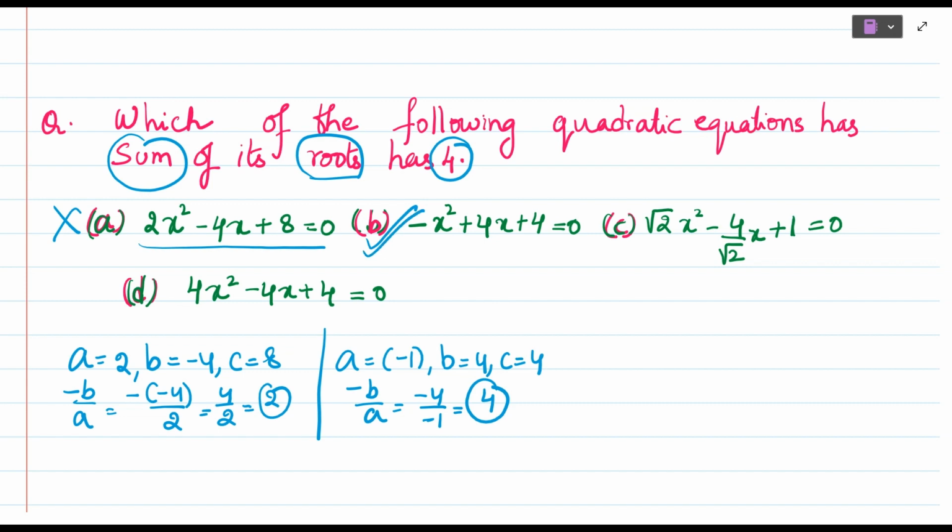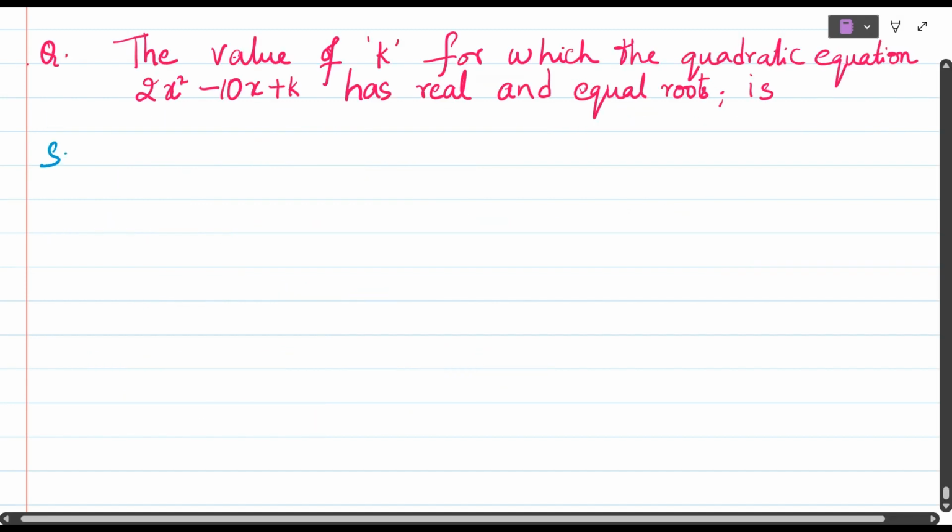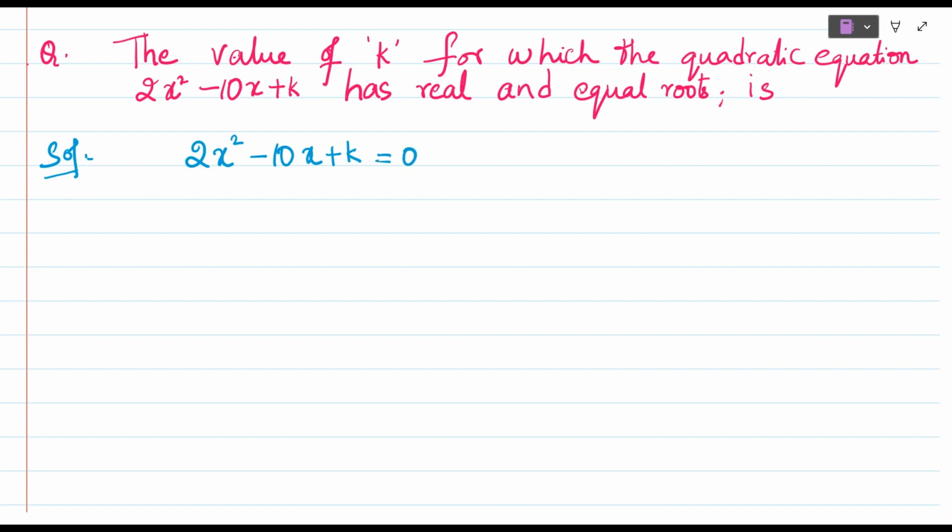Clear, students? The next question: the value of k for which the quadratic equation 2x square minus 10x plus k is equal to 0 has real and equal roots. So if the quadratic equation has real and equal roots, what is the discriminant, students? So write down the standard form first: ax square plus bx plus c is equal to 0.